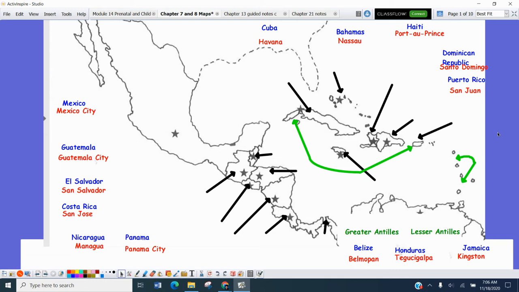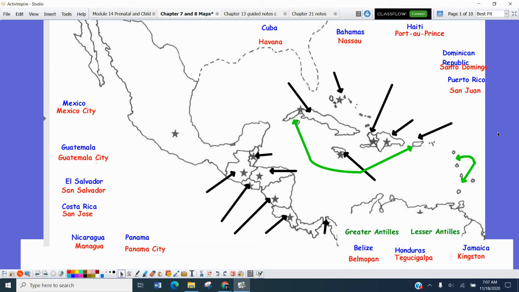I have your maps for chapter 7 and 8, talking about Mexico and the Caribbean. What we're going to do is take a look at our political map and then eventually our physical map. So, what you might want to have handy are a couple different colored pencils or pens. In this case, anything that is labeled blue on this political map is a country, and anything that's red is basically a capital. If it is in green, it's talking about kind of a region.